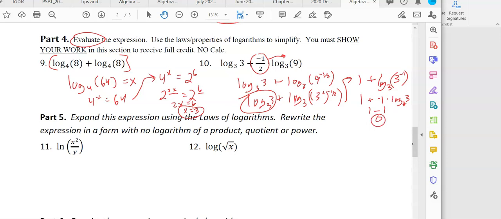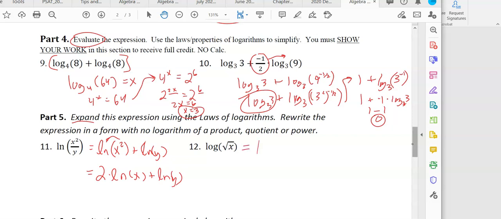Kind of crazy. Expand, so we're not solving. We're not going to try to find an answer. We're trying to break this apart. We don't want division. We don't want any squares or multiplication inside of the logarithms. So first, let's break it apart. Natural log of x squared plus natural log of y. And now the x squared, this 2 can move because I don't want exponents in there if it's fully expanded. So 2 times natural log of x plus natural log of y. We're done. We're not trying to solve it. We're just trying to break it apart.